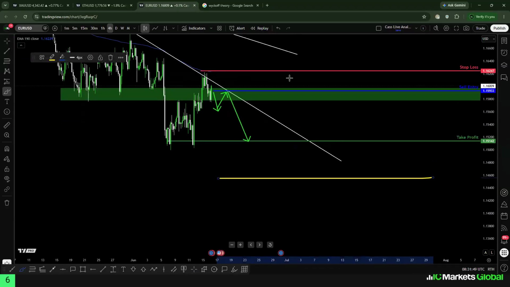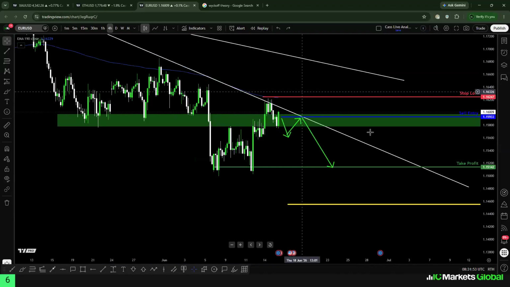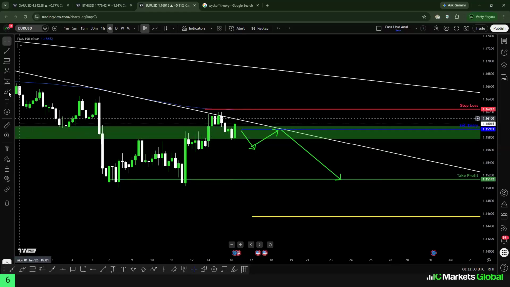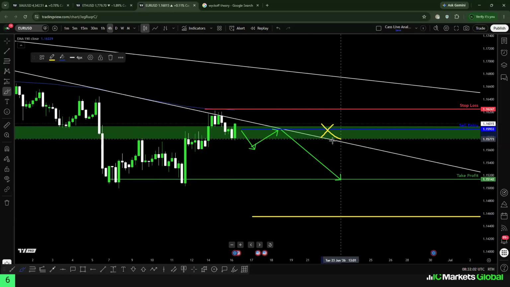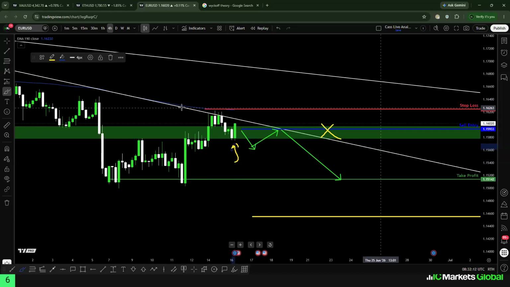Yep, I see. This is why you have requirements. That's why you put requirements when it comes to your trade. So my requirement was that it needs to break this green box before it can go lower. It doesn't look like it's going to break the green box. As of right now, I cannot say for sure, but it looks like it's going back higher.